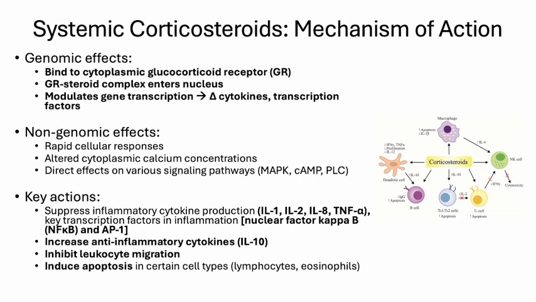Some of the key actions of systemic corticosteroids include suppression of inflammatory cytokine production, such as interleukins 1, 2, and 8, as well as TNF alpha, as well as suppression of key transcription factors in inflammation like NF-kappa B and AP1. They also increase anti-inflammatory cytokines like IL-10, inhibit leukocyte migration, and can directly induce apoptosis in certain cell types like lymphocytes and eosinophils as well.